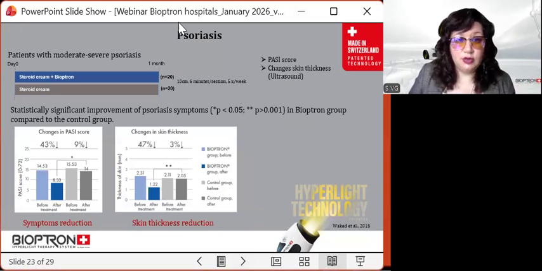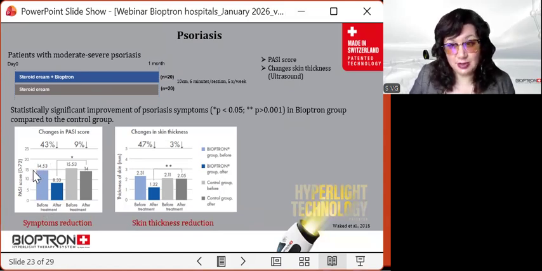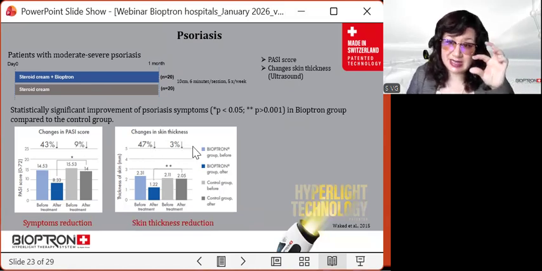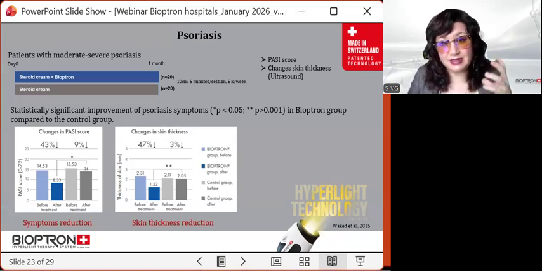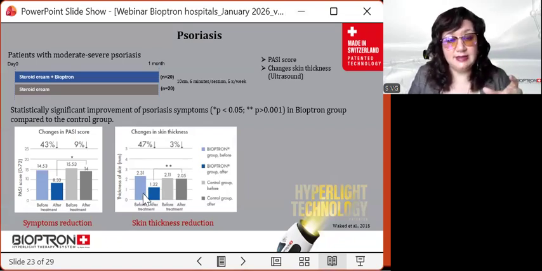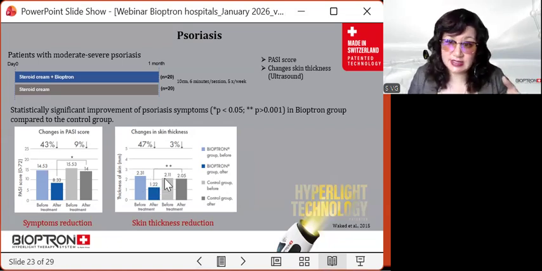Once again, here you can see that for the psoriasis, they added in one group just Bioptron, and you can see that the score for the psoriasis decreased by 43% in patients treated with Bioptron, with only 9% in the control group. And then in the skin thickness, because in the psoriasis there are these plaques that become a little bit inflamed and very thick, you can see that in that case, not only the symptoms decrease, but also the state of the skin.